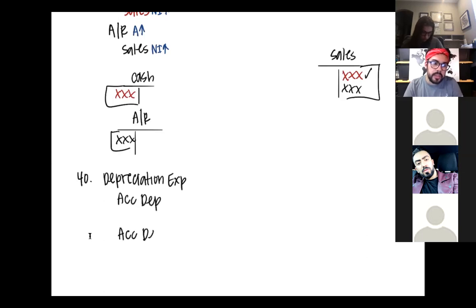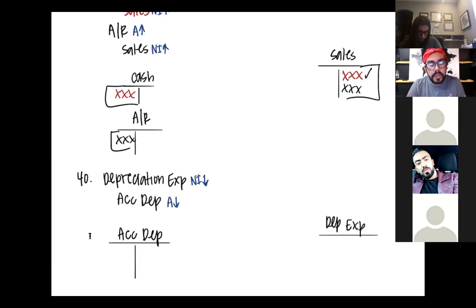Depreciation expense decreases your net income. And since accumulated depreciation is a contra account to the assets, it will also be decreasing your assets. We don't see liabilities here, so liabilities are no effect. Since they forgot to lower their assets, your assets will be overstated. And since they forgot to lower net income, it will be overstated as well.